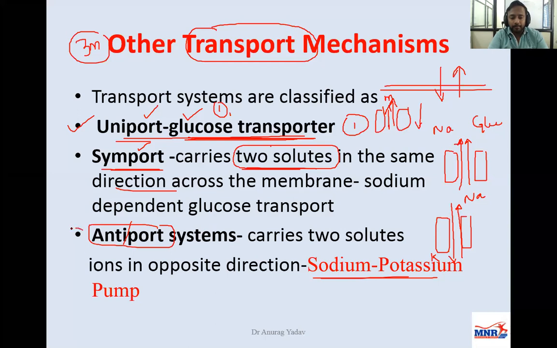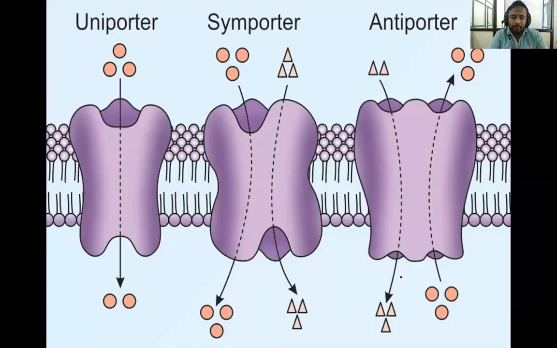Antiport means they move against each other. The movement is against each other. That is called antiport. An example which we have seen previously is the sodium potassium pump, where sodium is going out of the cell and potassium is coming inside of the cell.